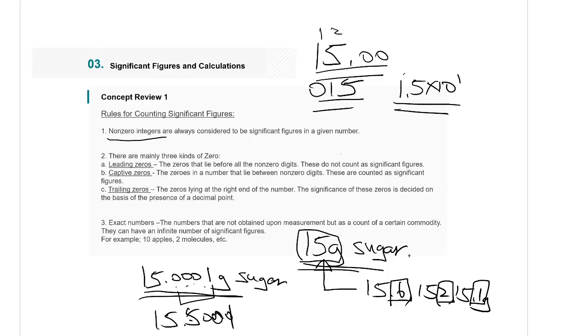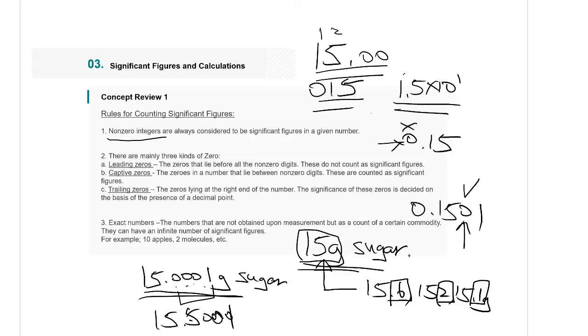But zero is a little bit complicated because we have a leading zero, a captive zero, and a trailing zero. For a leading zero, for instance 0.15, the leading zero doesn't count as a significant figure. How about a captive zero? For example, 0.1501. The captive zero is the zero between two actual non-zero numbers, so it is going to be counted as a significant digit.